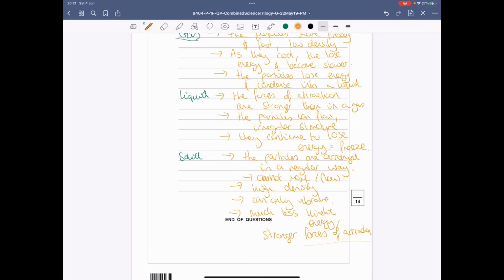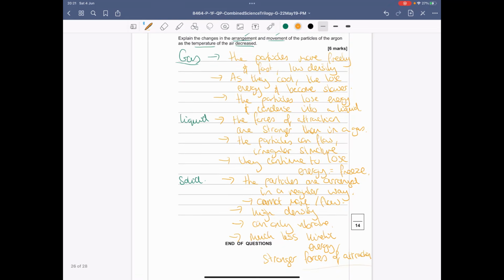So all we have basically done is broken down the properties of a liquid, a gas and a solid as it's lost temperature, but we're making sure we include the reasons why in terms of energy and forces of attraction. Okay, so making sure we link in those parts. Now, that would be enough to probably get you 6 marks on that question.